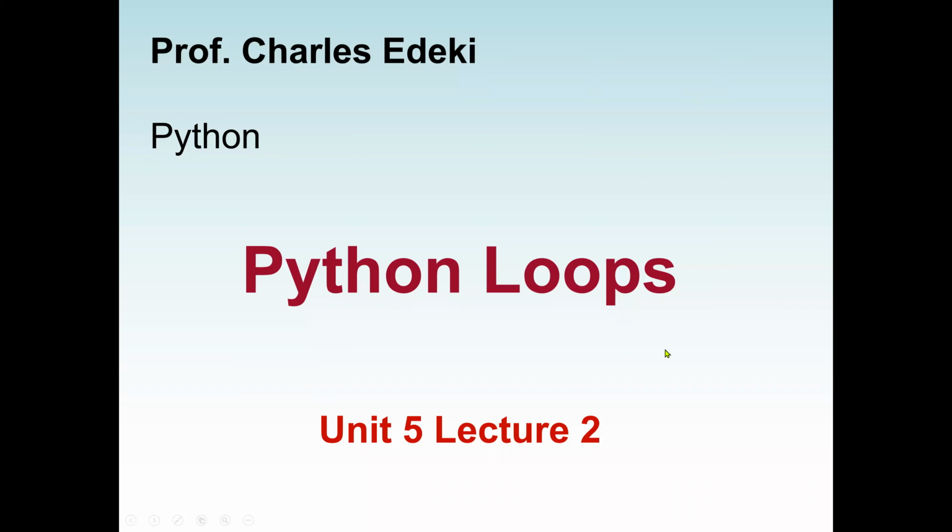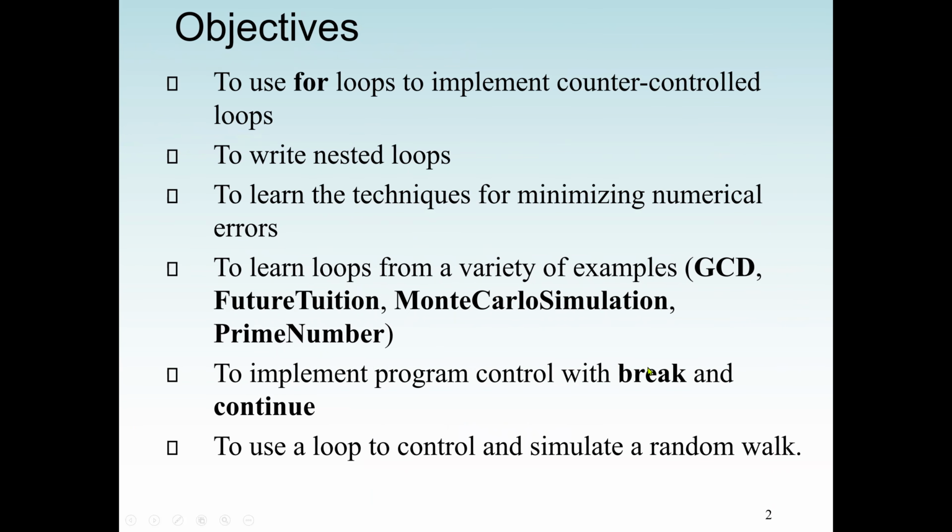In these lectures, we're going to discuss Python loops. In our previous lectures, we covered the while loop. In this section, we are going to cover the for loop. So our main objective is to use the for loop to implement counter-controlled loops. As we said in the previous lectures, a counter-controlled loop means we know how many times the loop will execute. So a for loop is always a counter-controlled loop. We have to know how many times the loop will execute.